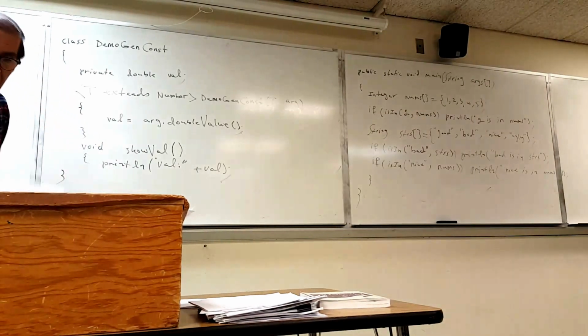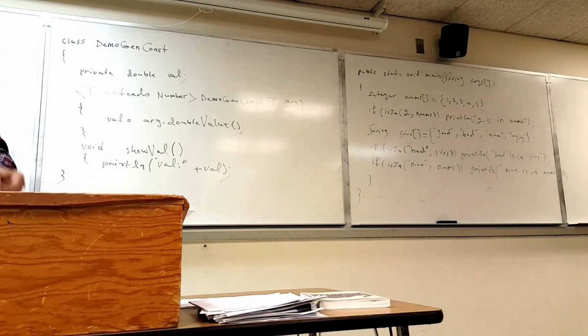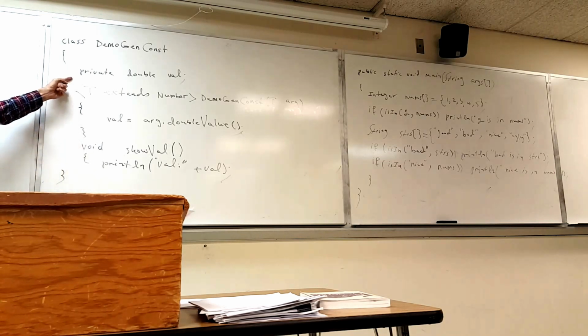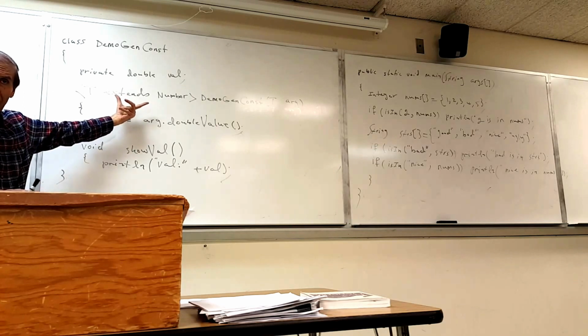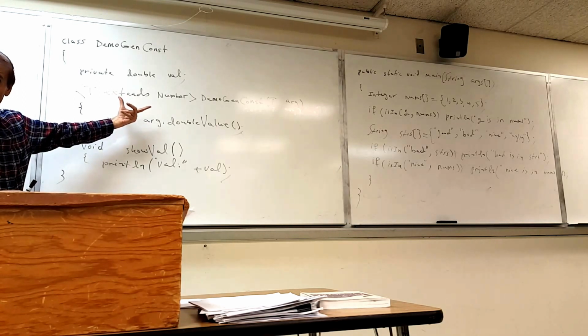Okay, let's stop here and talk about what's going on. This simple class has one constructor and one method called showVal, and there's only one private variable. Okay. Now look at it. First of all, what is that in front of the constructor, what is that? That means the T is going to extend Number.